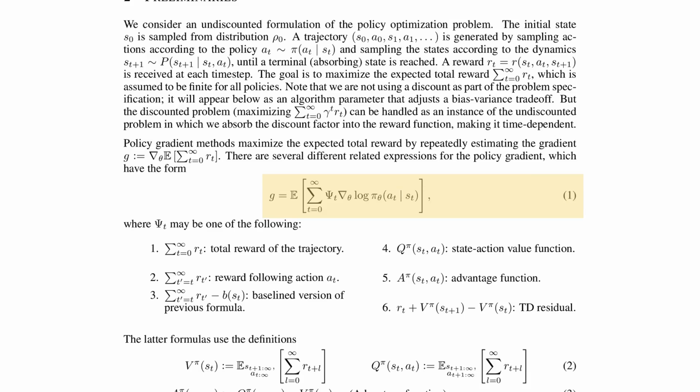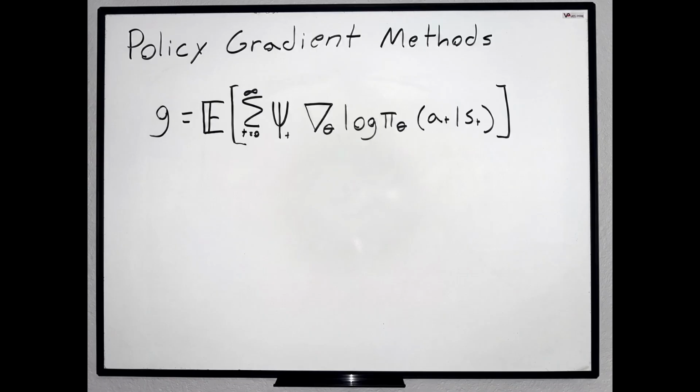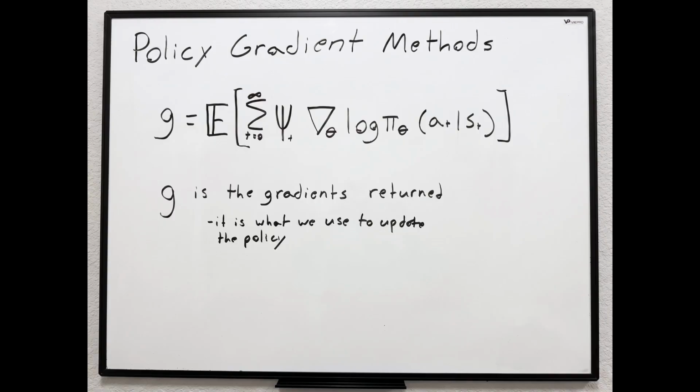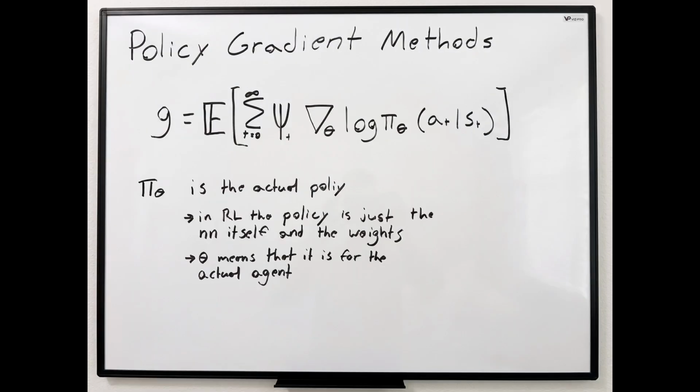Policy gradients are how we actually update the weights of the neural network as we train with our environment. Now, looking at this equation right off the bat, it looks pretty intense. But if we break it down piece by piece, it's really not that complicated. G is just the gradients that we return. It is what we use to actually update the policy. Pi sub theta is the actual policy. So when we say updating the policy, it's actually just the neural network itself. The theta here means it's the neural network for the agent.